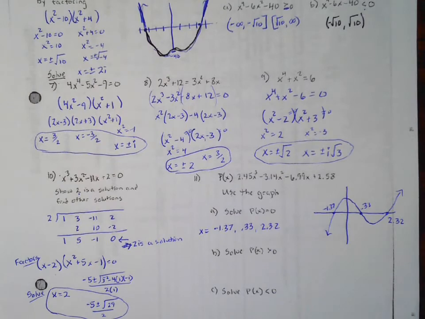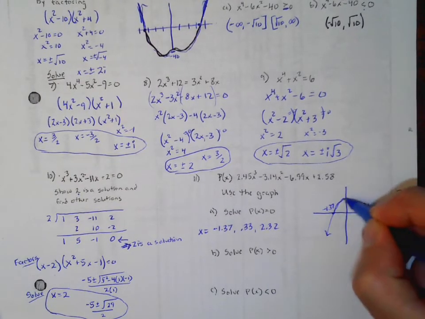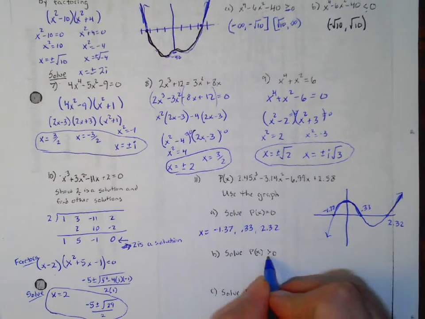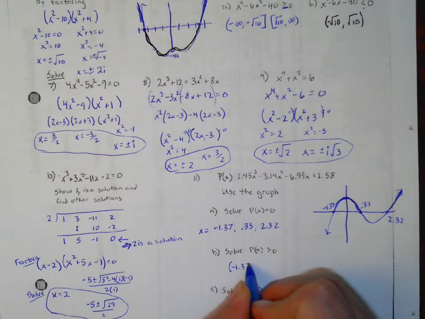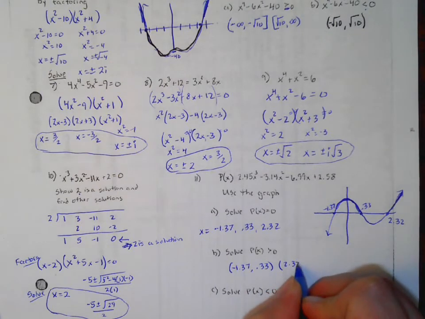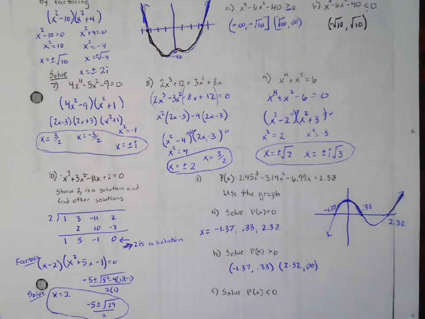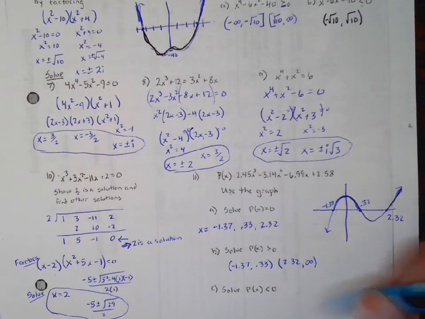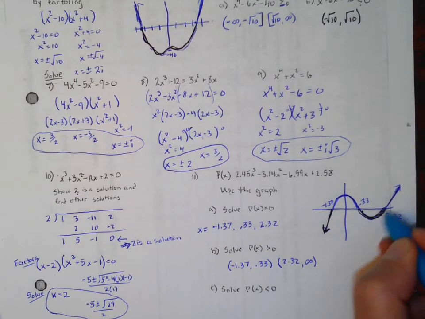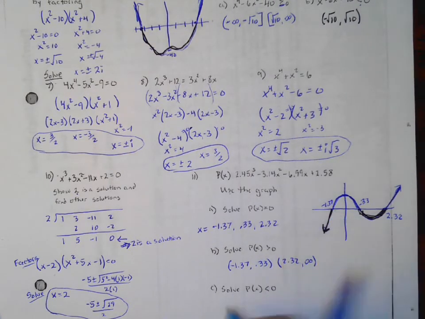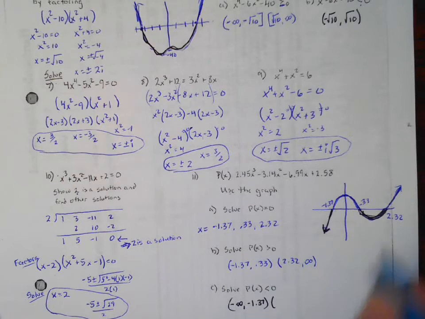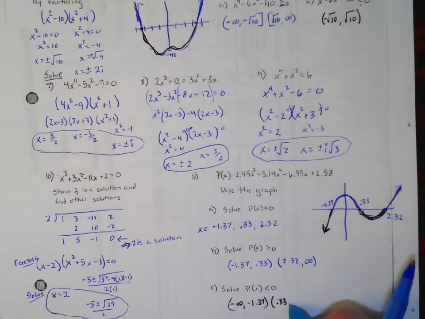Where is it greater than 0? Okay, greater than 0 would be here and here. So from, it doesn't say equal to, so negative 1.37 to 0.33. Then also from 2.32 to infinity, from here out. Where is it less than 0? So less than 0 would be this area right here, and also this area right here. So from negative infinity to negative 1.37, and also from 0.33 to 2.32.